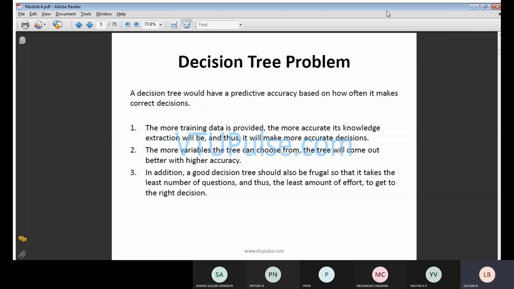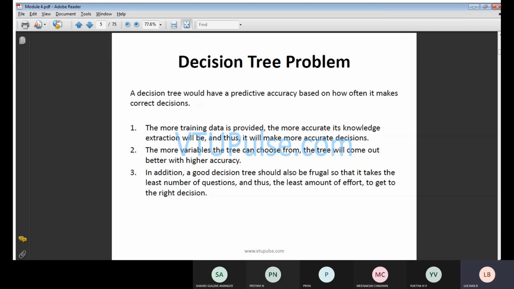In addition, a good decision tree should also be frugal, so that it takes the least number of questions and the least amount of effort to get the right decision. See, once you complete your BE, you will be taking a decision: whether you want to go for a job, or go for higher studies, or start a company and become an entrepreneur. The decision you take is a very important decision. If one particular decision is not proper, you will be lagging another 5 or 10 years.